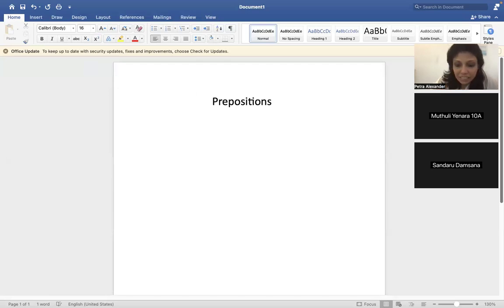So let's get how to talk about a place. When you talk about a place, we can use prepositions, right? පොත තියෙන්නේ ඇඳ උඩ. How do you say? The book is on the bed.